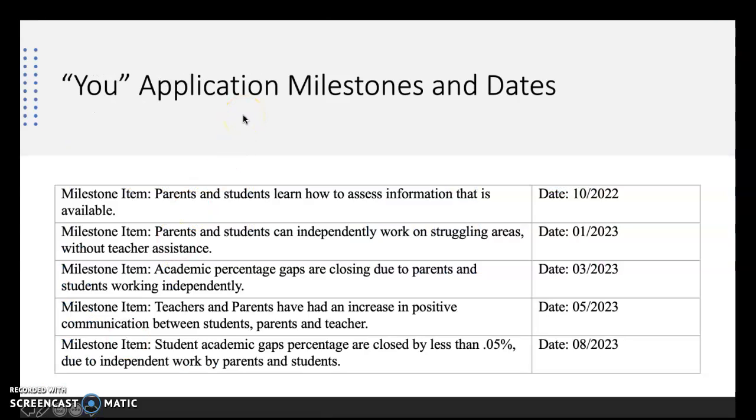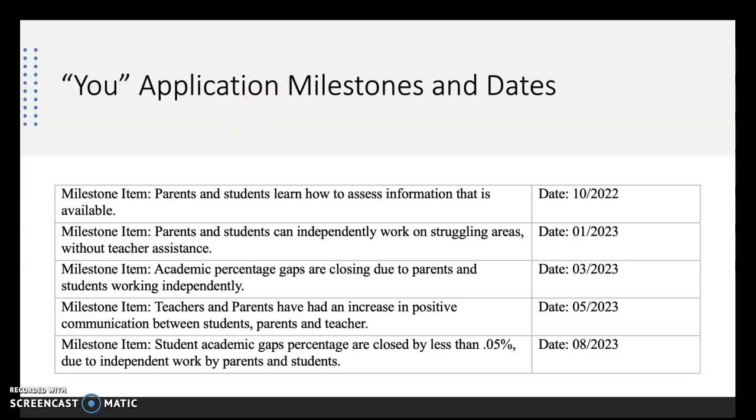The milestones and dates. Parents and students learn how to access the information that is available. Parents and students can independently work on struggling areas without teacher assistance. Academic percentage gaps are closing due to parents and students working independently. Teachers and parents have an increase in positive communication between students, parents, and teachers. Student academic gap percentage is closed by less than 0.05% due to independent work by parents and students.